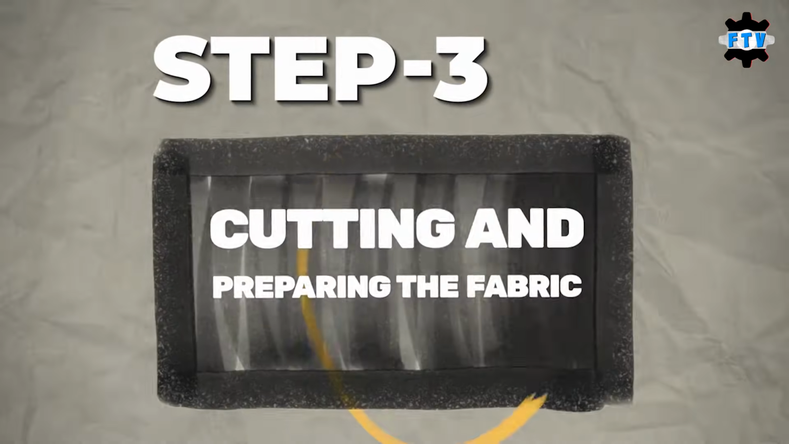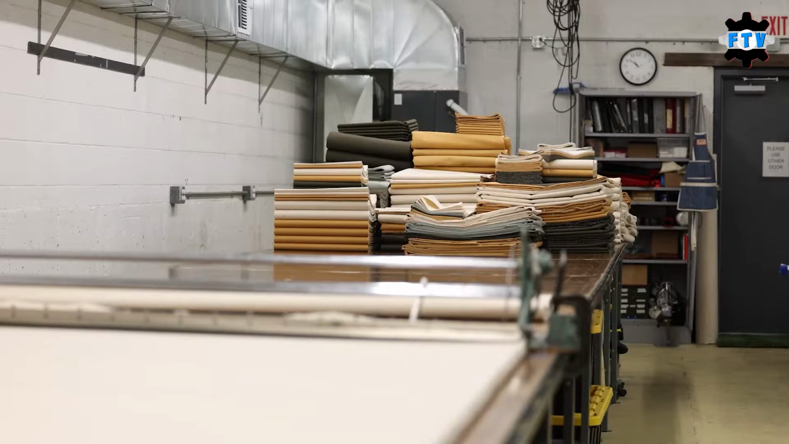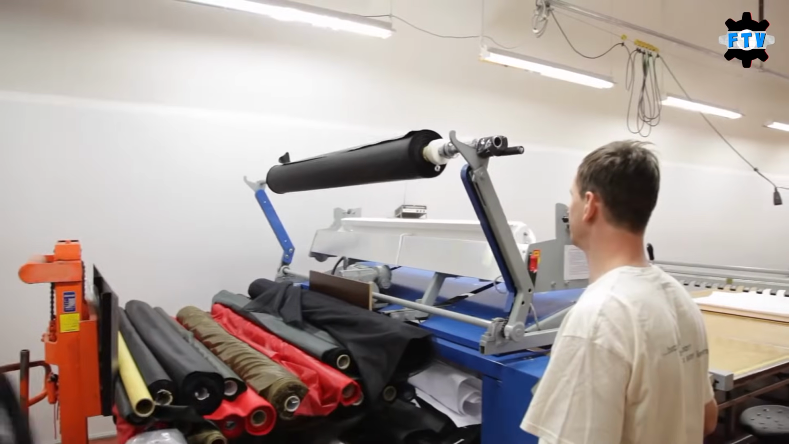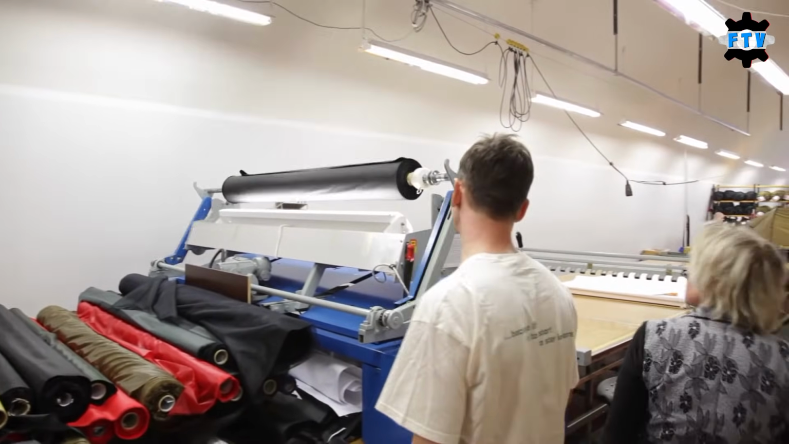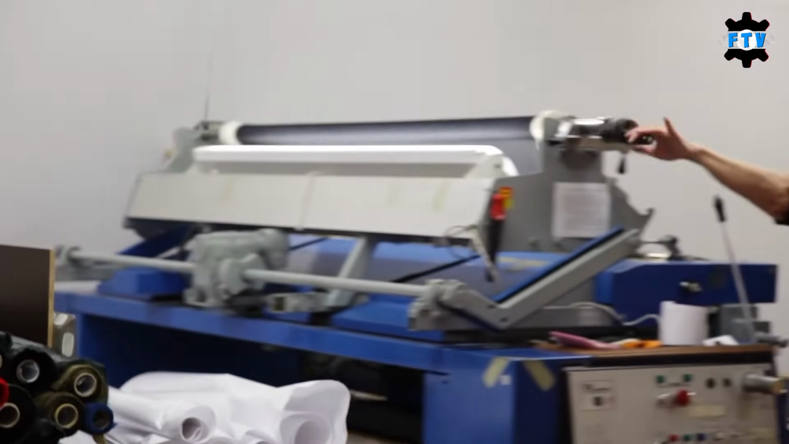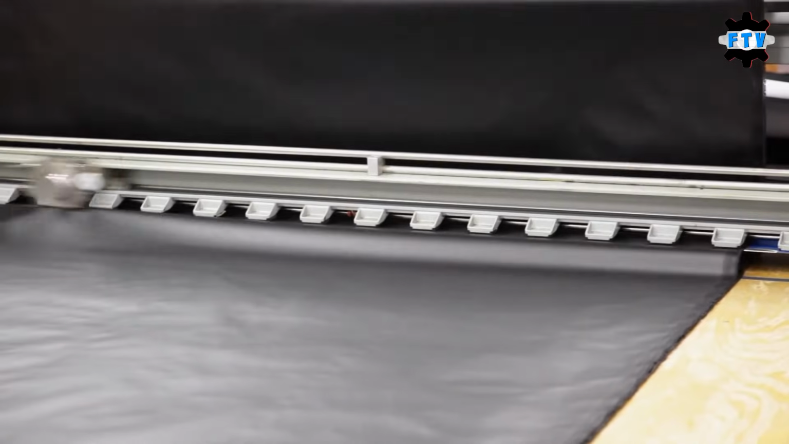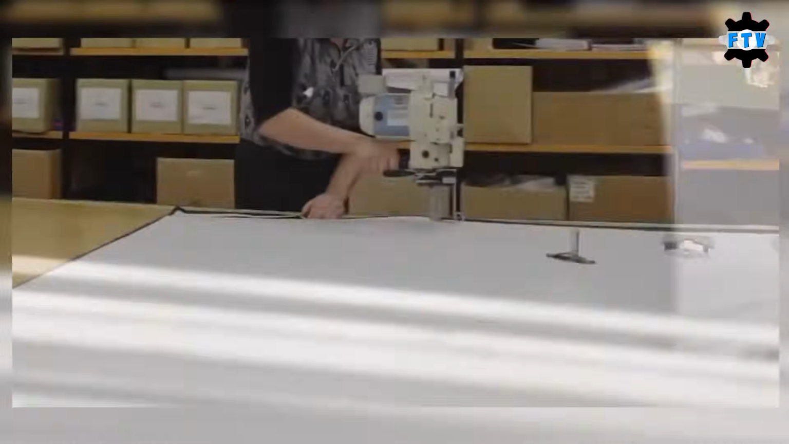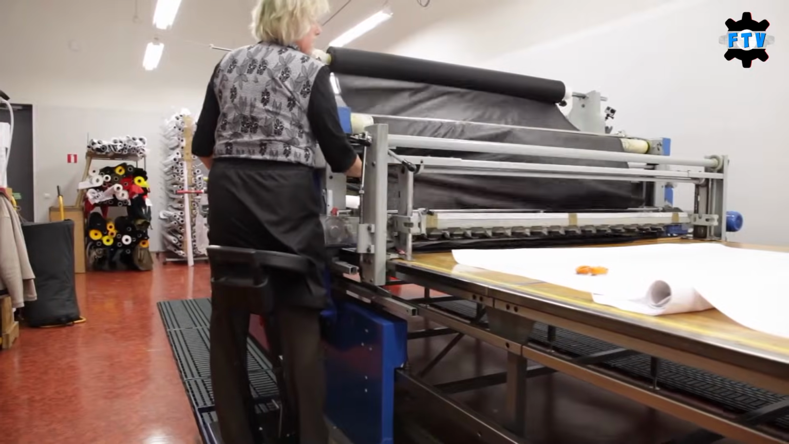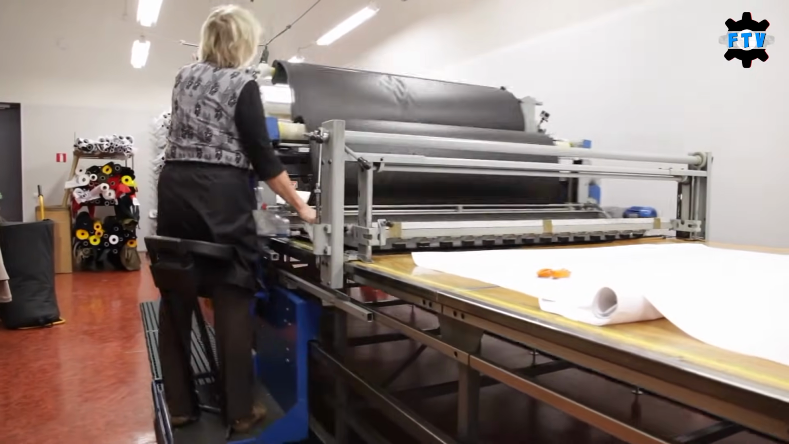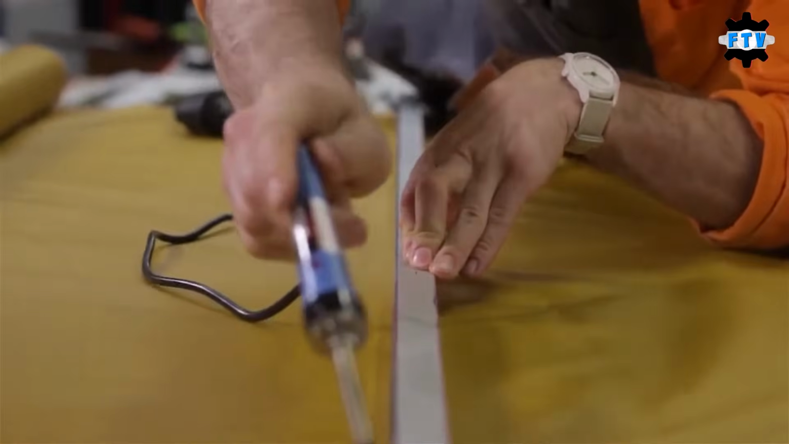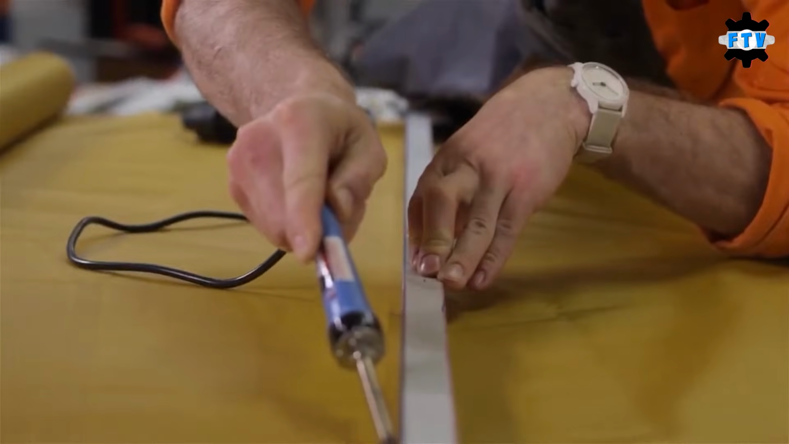Step 3. Cutting and preparing the fabric. Now we're off to the factory floor. The chosen fabric arrives in large rolls and is placed onto cutting machines. These machines use computer-controlled precision to cut the fabric into the right shapes and sizes based on the tent design. This process ensures that all the pieces, from the tent walls to the rainfly, are cut perfectly to fit together later. Sometimes, the fabric is also treated with waterproof coatings or UV protection at this stage.